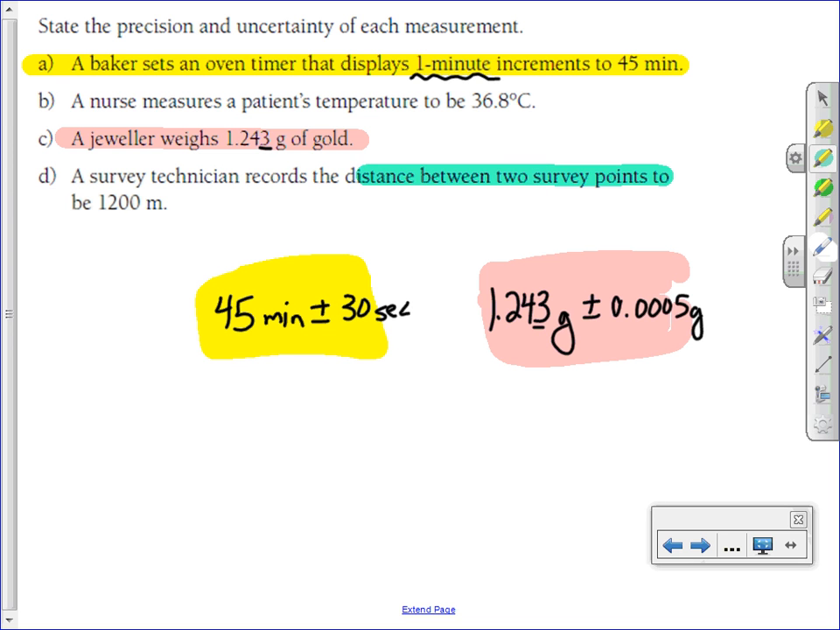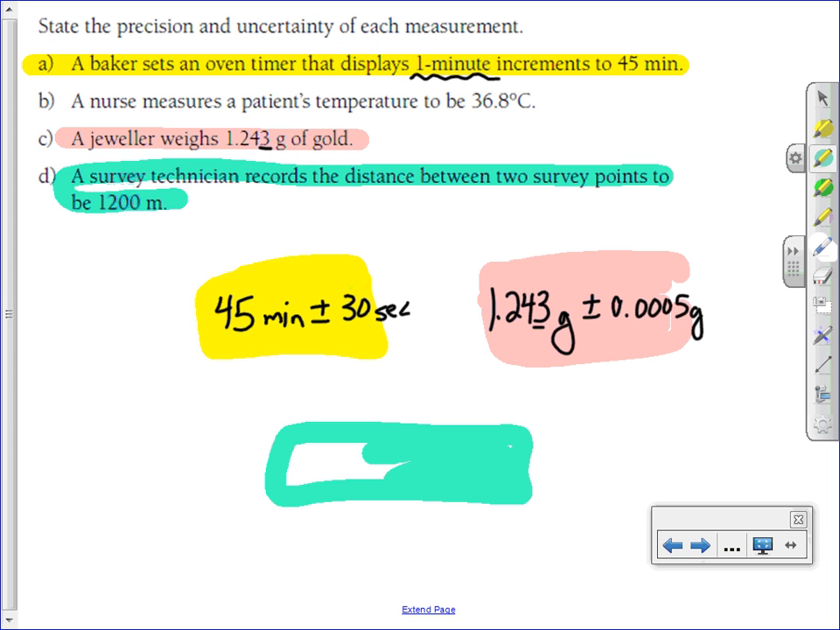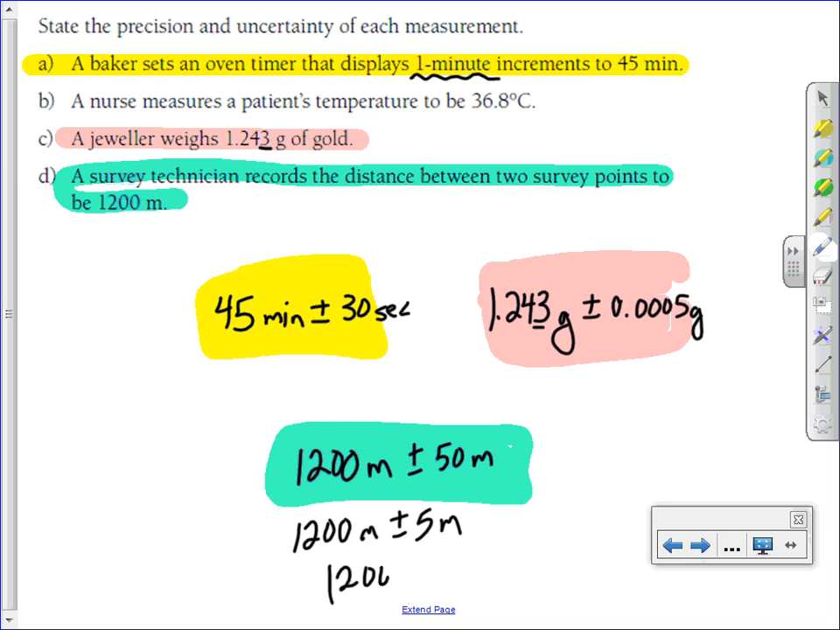Now this last one is interesting. 1,200 meters. Okay, 1,200 meters. That's easy, that's my measurement. But the plus or minus part becomes interesting, because how do we know how accurate they measured? Was it to the nearest 100? Because if it was to the nearest 100, then half of 100 is 50. But what if they measured to the nearest tenth? We don't really know for sure. Well, if it was to the nearest 10, then half of 10 would be 5. Well, what if it was to the nearest 1? It would be 1,200 meters plus or minus 0.5 meters.